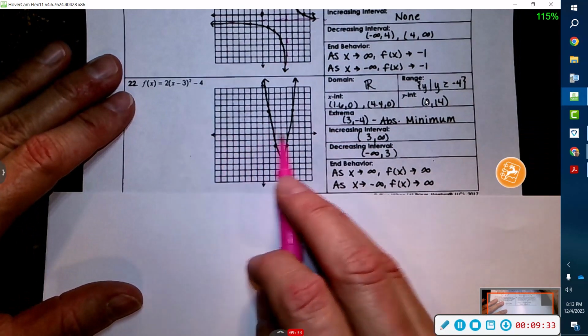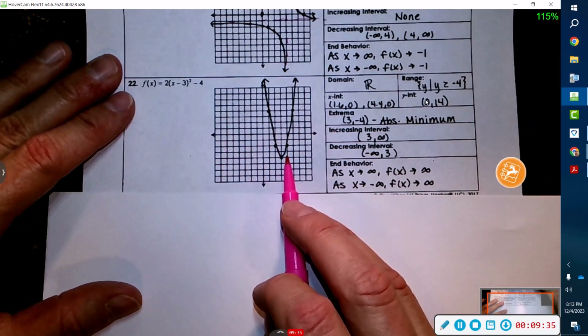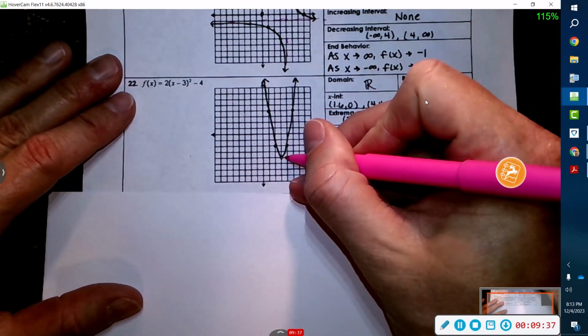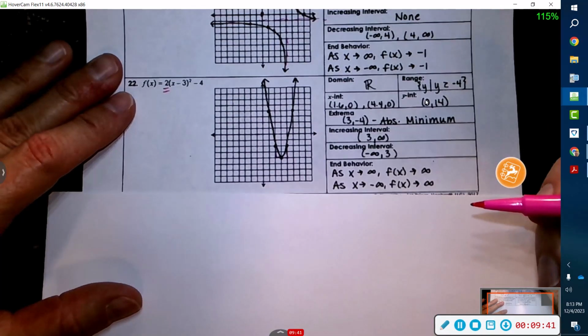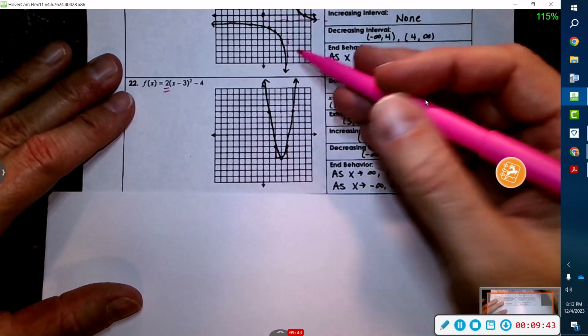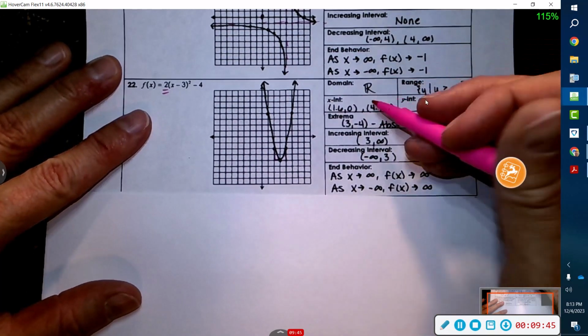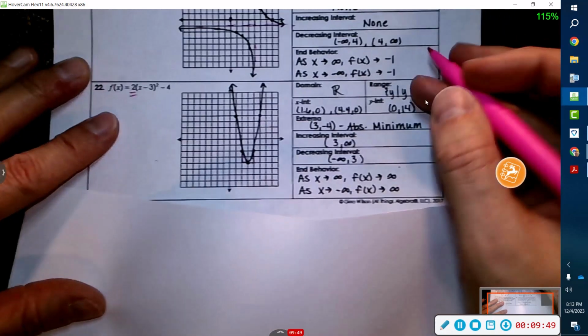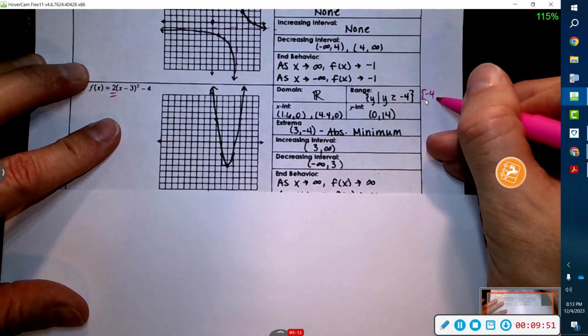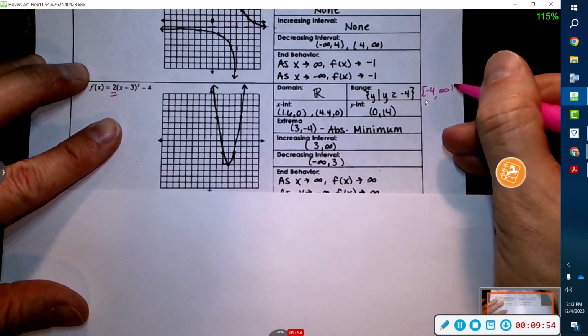Moving over 3, drop 4. And then we're going over 1, up 2, over 1, up 2. And that's because of that guy right there. Okay, so he's going up. So therefore our domain is all real numbers. Looks like the range is all y greater than -4, or you could have just written -4 to infinity. I think that's a lot easier.